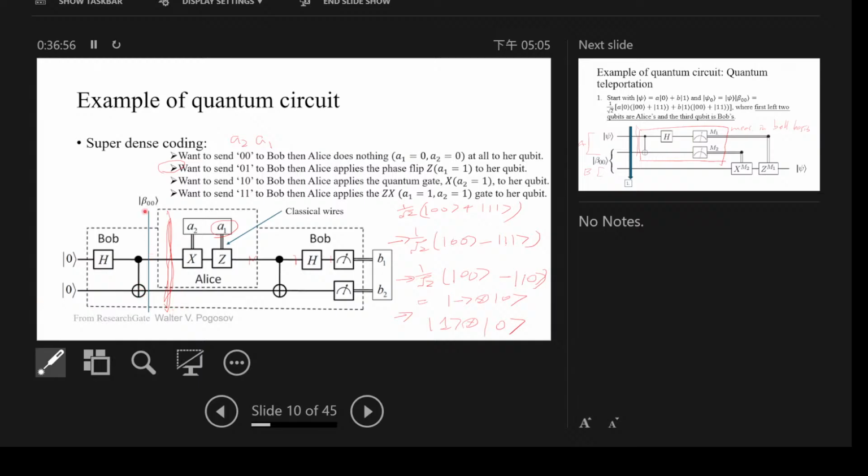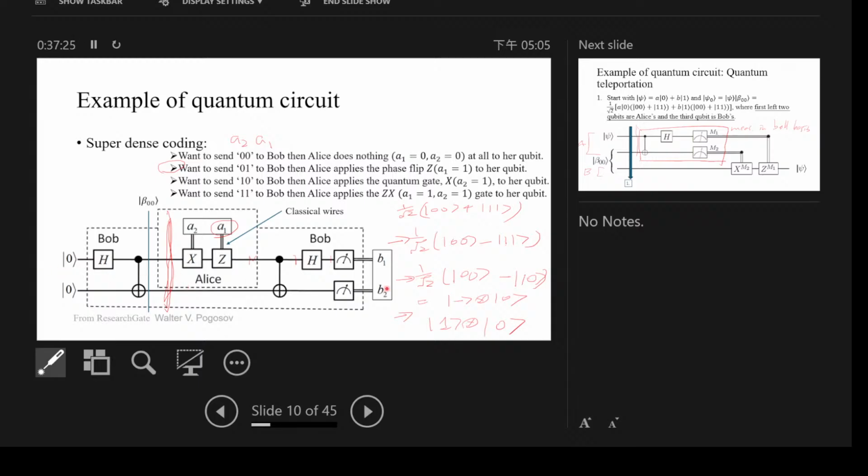Okay, and so now these 2 qubits are in beta 00, and now we start our superdense coding. So we send one of the qubits to Alice and the other qubit remains at Bob's side. Alice will do something on her register. There are 2 bits Alice wants to send, the A1 bit and the A2 bit.